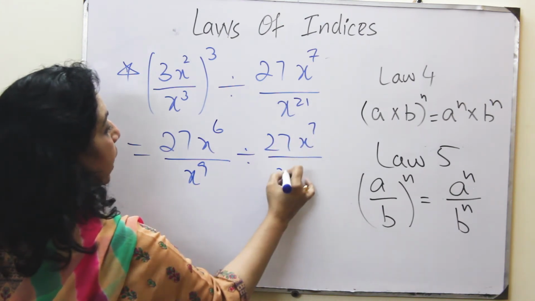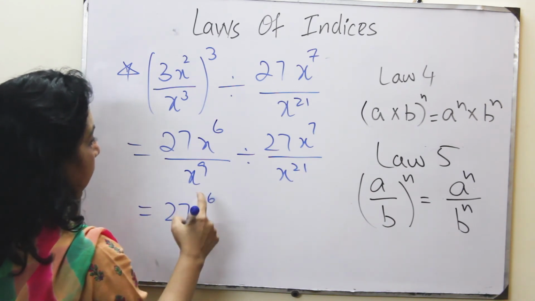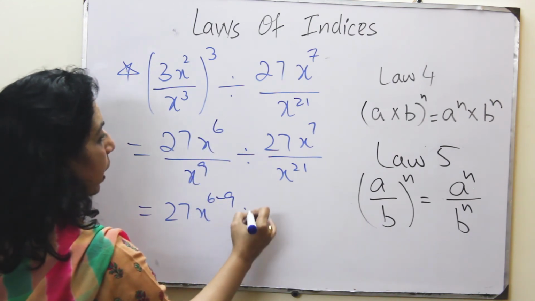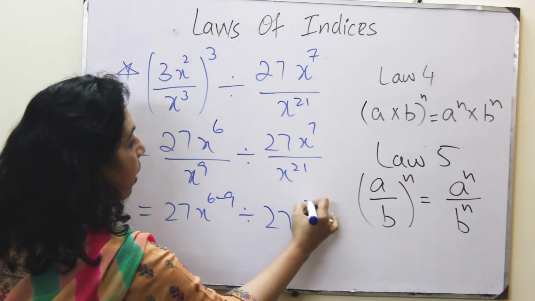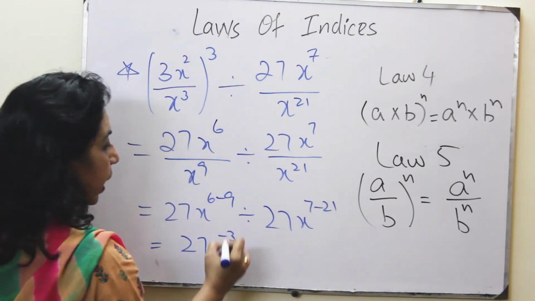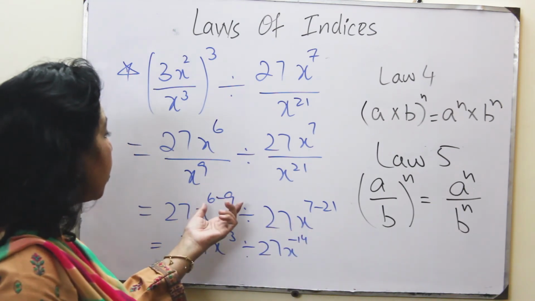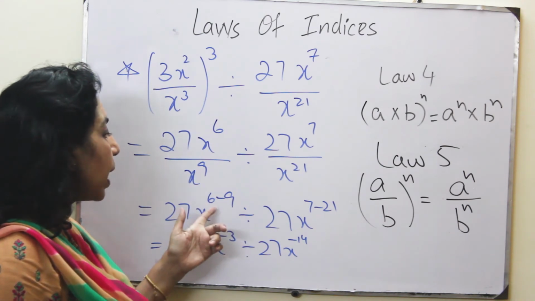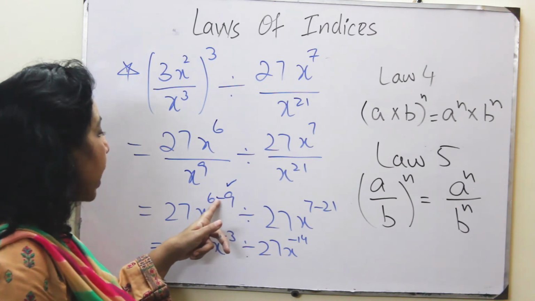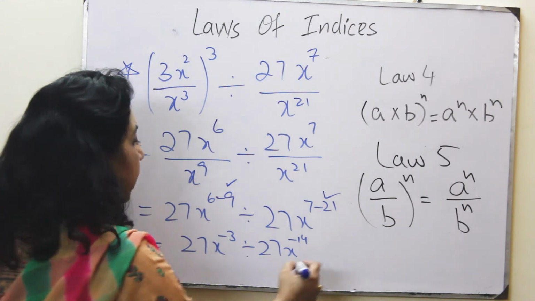x7 over x21. So if I flip it here and I at the same time subtract 6 minus 9, okay, leave it as it is first, 7 minus 21. I have 27 x power minus 3 divided by 27 x power minus 14. Here we are also using integers. 6 minus 9, we shall have minus 3 because the number 9 is bigger and it has sign negative. Similarly here 21 has sign negative, so we have minus 14.